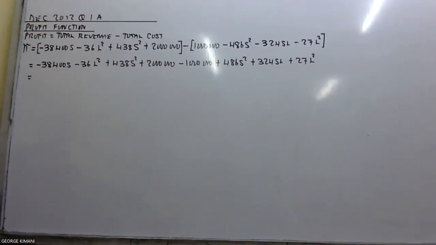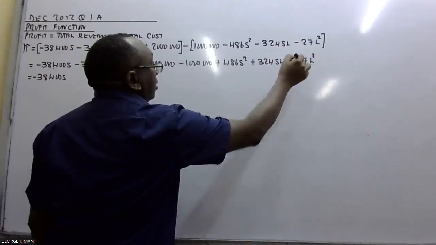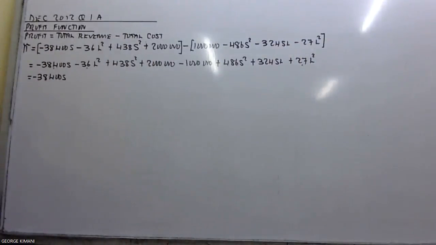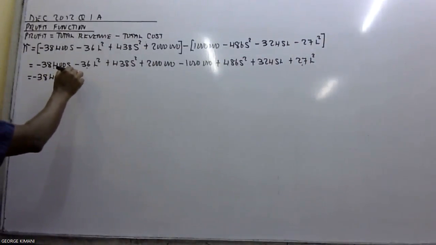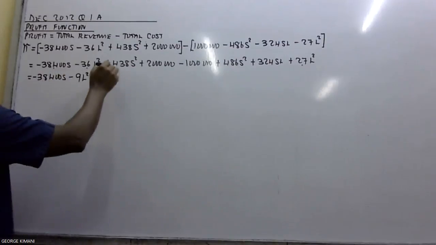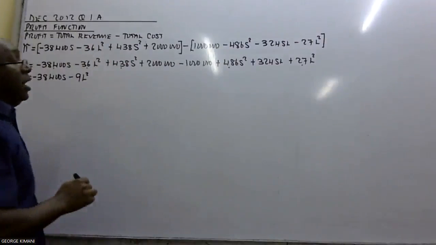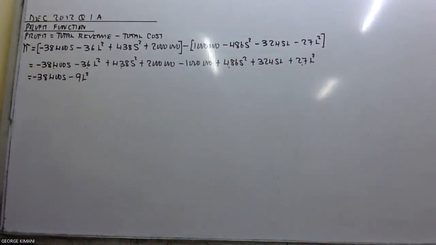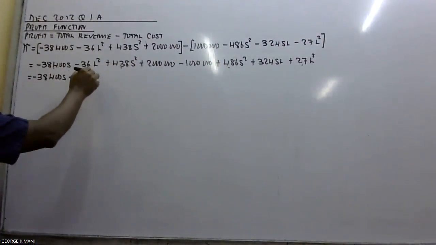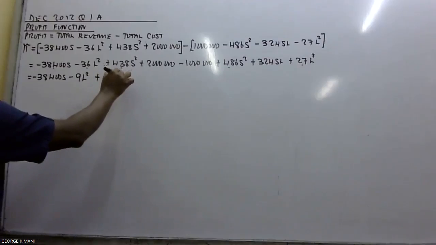And in seeking to do so, this S is on its own. There's no other S, so it remains as minus 38,400S. This L squared joins this one, so we have minus 36 plus 27. That gives us minus 9L squared. Then this S squared 438 and this 486, they join. You are left with, is it 924? This plus this, it's 924S squared.